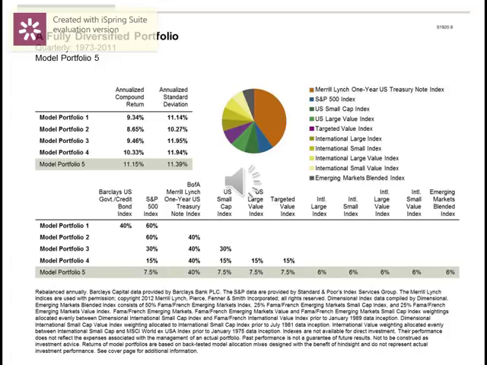Model Portfolio 5 completes this multi-factor construction by diversifying outside the United States. All 4 U.S. asset classes represented here are given 7.5% allocations: U.S. small cap, U.S. large value, the S&P 500 index, and the Merrill Lynch 1-year U.S. Treasury note index. And the balance is apportioned equally to 5 non-U.S. asset classes: international large, small, large value, and small value indexes, as well as an emerging markets blended index.